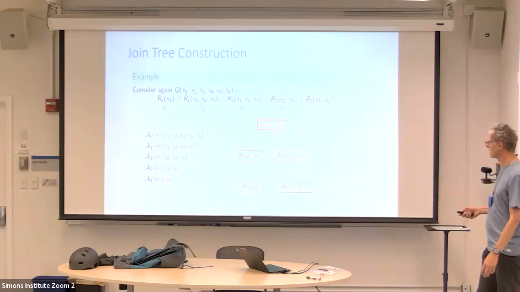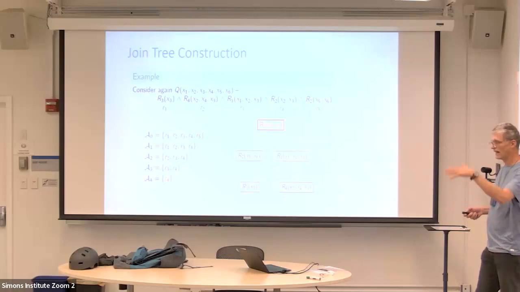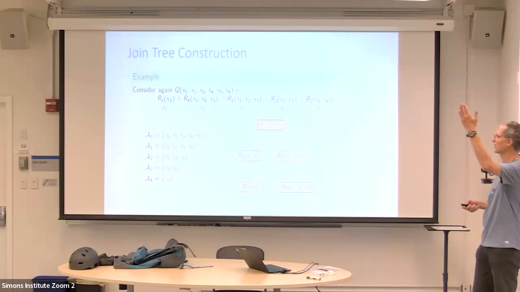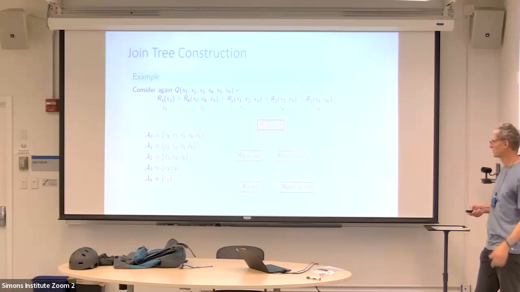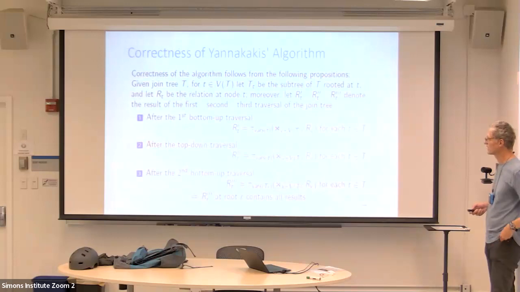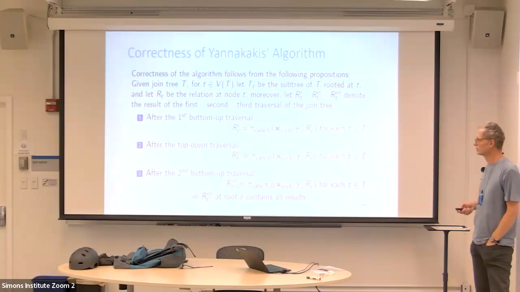Then in the second step, we will do a downward traversal, again semi-joins, in order to further reduce the tuples in a given relation to those which also have a continuation to the rest of the tree. And then in a final step, we would actually compute the joins in a bottom-up traversal. The correctness of this algorithm comes exactly from this observation.